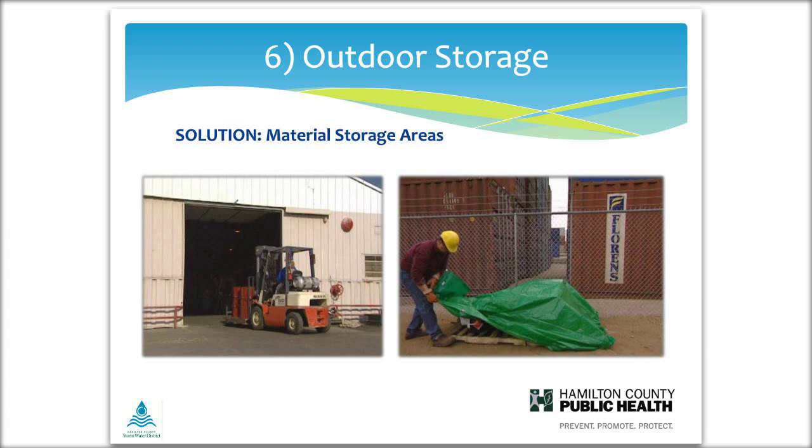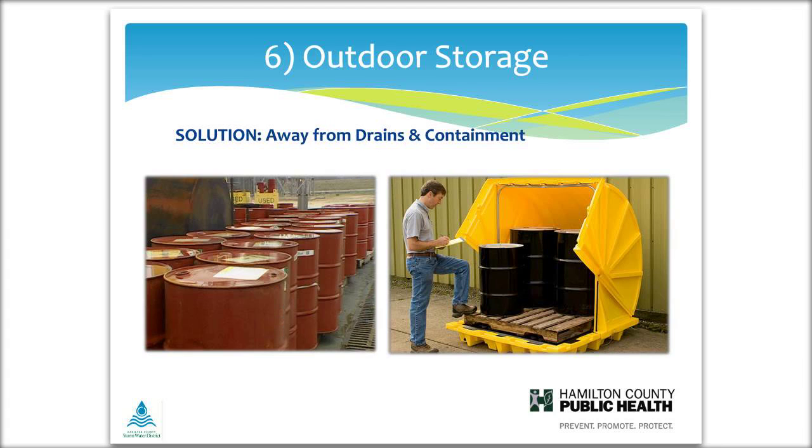Again, what are the solutions? What can you do? In the photo to the left, they're moving things inside. Not everybody has the ability to do that. So one of the things you can do is cover those materials. It's as simple as putting a tarp on it. There are also more expensive options. You can see the photo to the right. It's a containment that you can pull down to keep stormwater out, and that works perfectly because you also have a secondary containment spill system on the bottom.